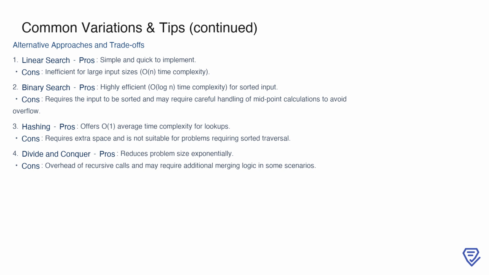Hashing is another approach that provides O(1) average time complexity for lookups, making it extremely fast, but it comes at the cost of additional space usage and isn't suitable for scenarios requiring sorted traversal. Lastly, divide and conquer strategies can be powerful as they reduce the problem size exponentially. However, they often involve the overhead of recursive calls and may require merging logic in certain cases, which can add complexity. Choosing the right approach depends on the specific problem constraints and the trade-offs you're willing to make.